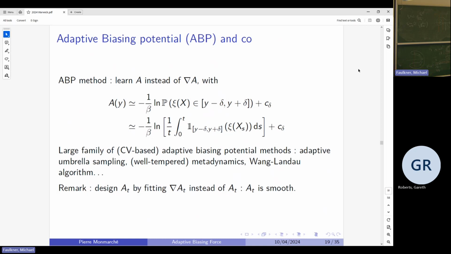The common feature of all those methods is that they try to bias only in a low-dimensional manifold, which, at least in umbrella sampling and well-tempered metadynamics, is described by some collective variable. And I decided to present in more detail the ABF algorithm instead of those, because first I'm more used to it, so it's simpler for me. I'm not going to say in practice which one is better, because I don't know.